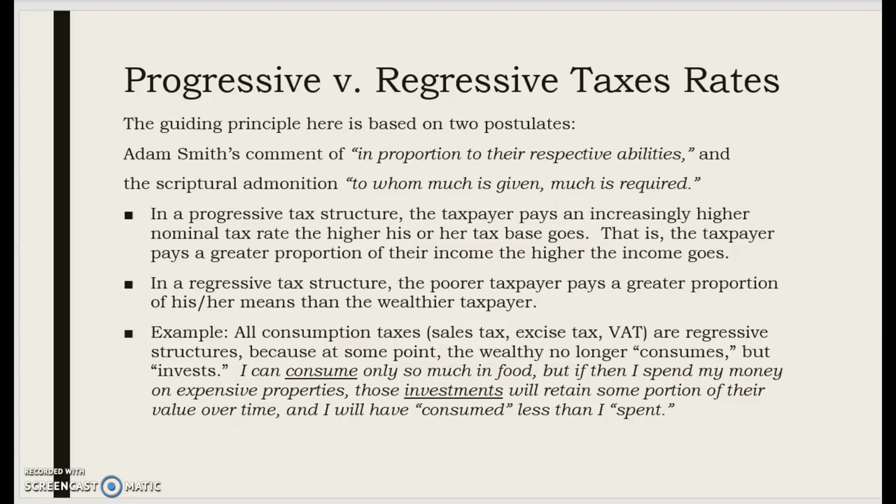In a regressive tax structure, the poor taxpayer pays a greater proportion of his or her means than the wealthier taxpayer. That is, as an example, all consumption taxes, sales tax, excise tax, and value-added tax are regressive structures because at some point the wealthy no longer consume, but they invest. If I make more than I consume, then I will invest the rest, and I don't pay taxes on those investments.